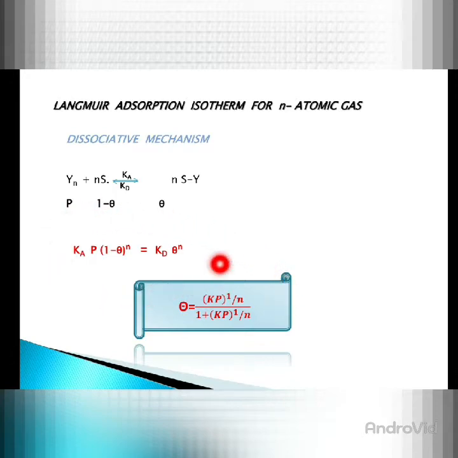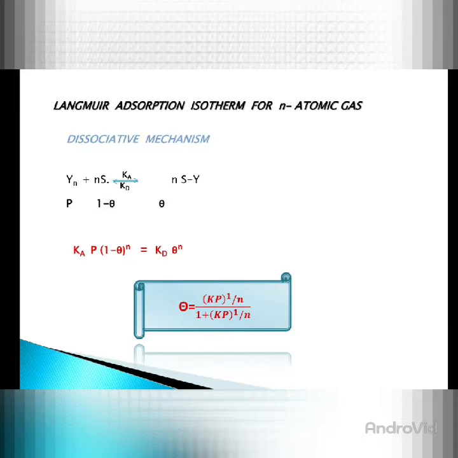By rearranging this equation you can get that theta, that is the fraction of the surface occupied by the gas molecules, is equal to (Kp) to the power 1 by n divided by 1 plus (Kp) to the power 1 by n, where K is equal to Ka by Kd. And this is the generalized form for the Langmuir isotherm equation.